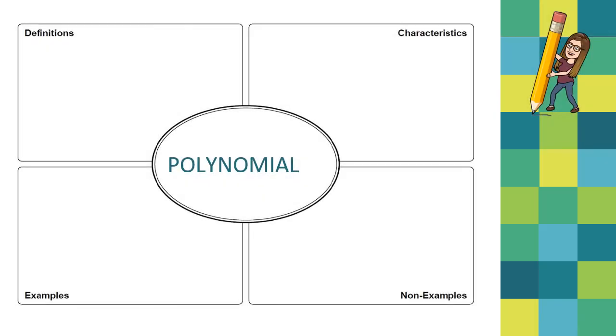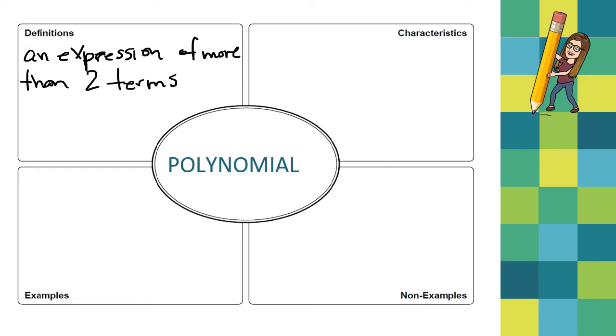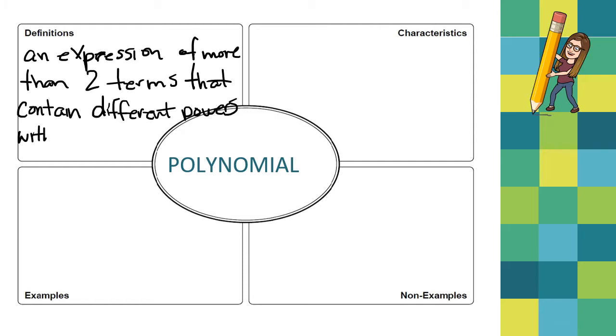To get started, let's talk about the word polynomial, what it means, what it looks like, and what it doesn't look like. The word polynomial is defined as an expression of more than two terms that contain different powers with the same variable.